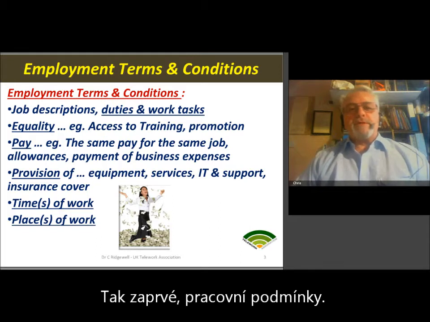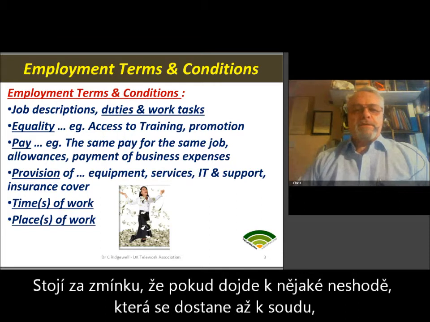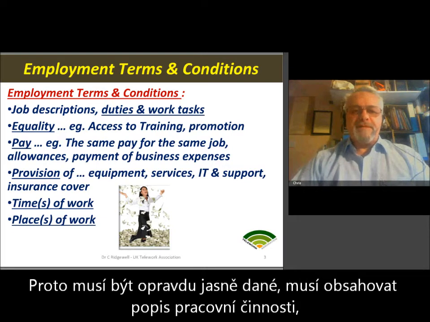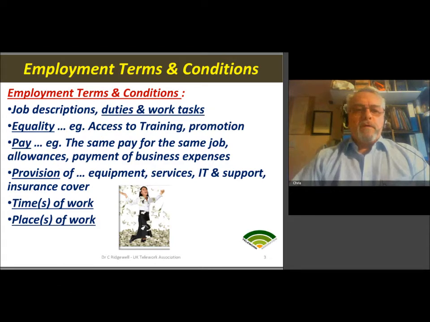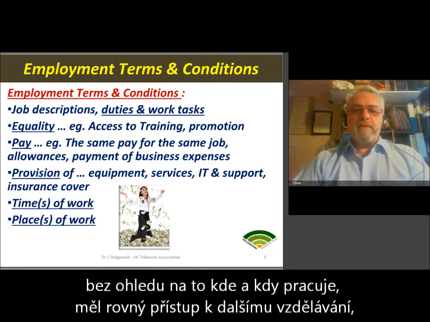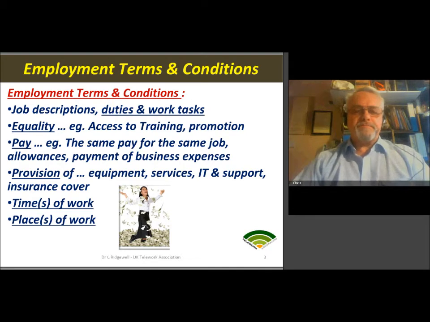Firstly, the employment terms and conditions. It's worth noting that if there is any dispute and it does get to a court of law, it's these employment terms and conditions which every employee must have that really dictate what the decision of the court will be. So they have to be very specific. They must include things like job descriptions and to some extent describe the duties and the work tasks involved. There's a great emphasis in the UK on equality, so it must ensure that every employee, no matter where they work or when they work, have equal access to training and promotion prospects compared to all their other working colleagues.